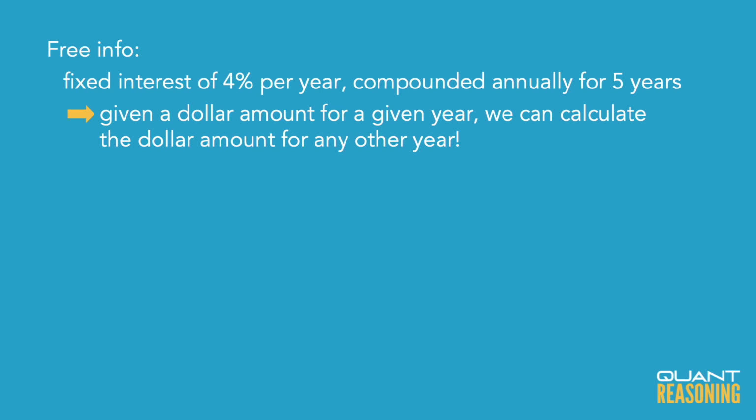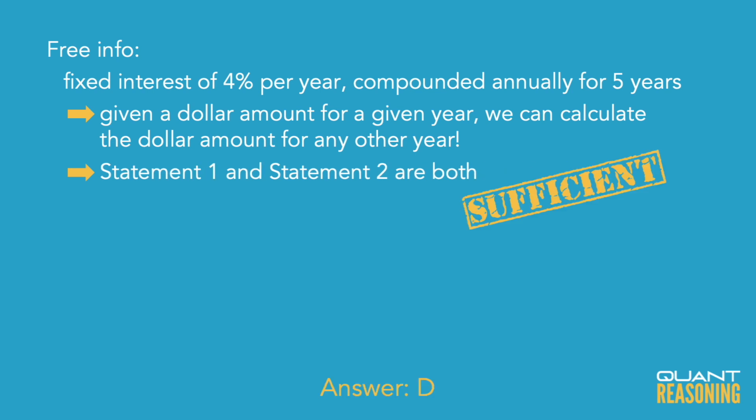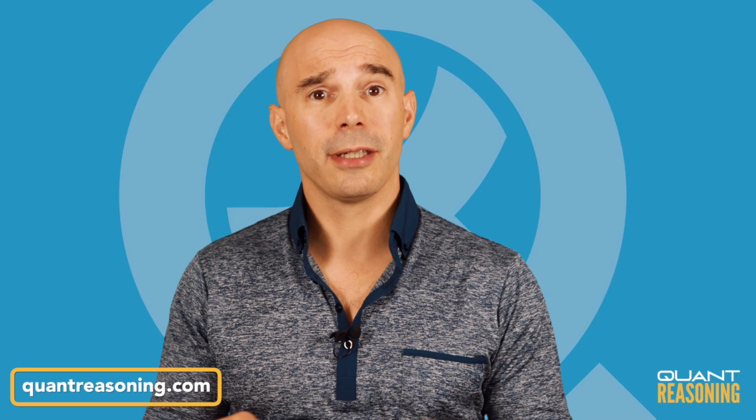And then plugging into an Excel spreadsheet with that 4% interest, I can figure out all the other numbers in all the other years, and therefore each statement is sufficient on its own, and the correct answer is D. Now, just in case you were curious, here's what it would look like.